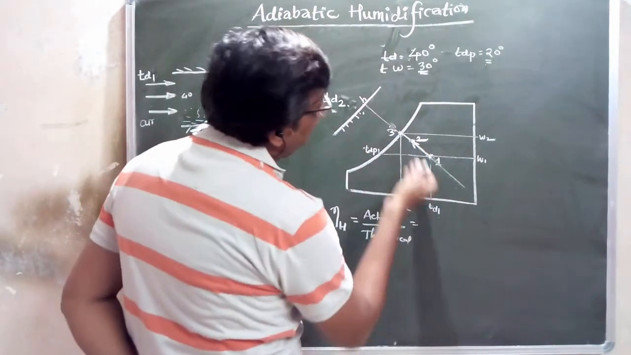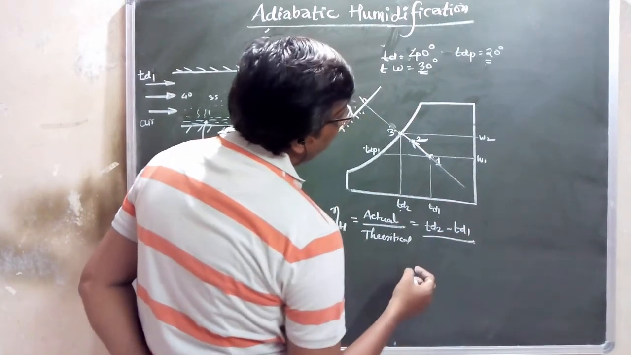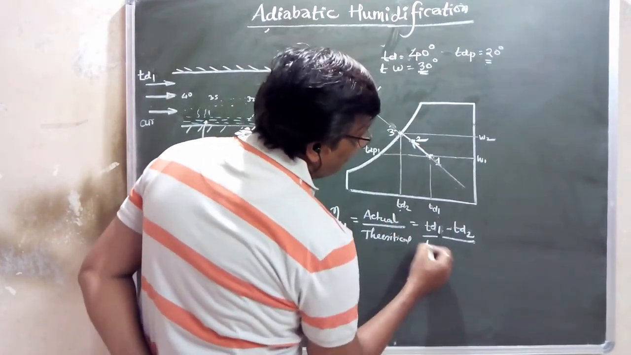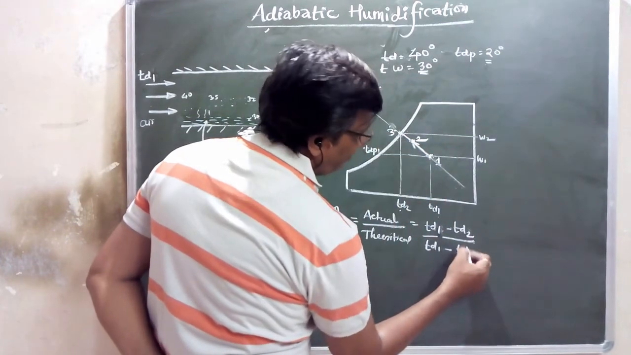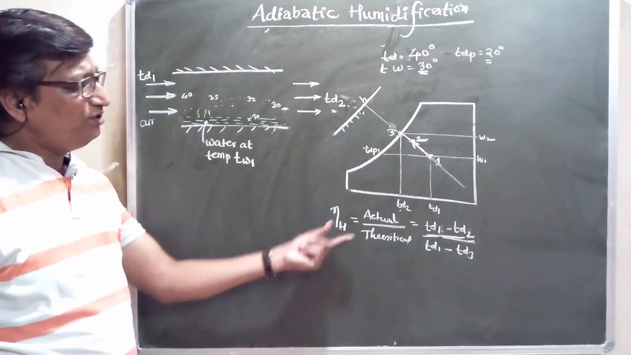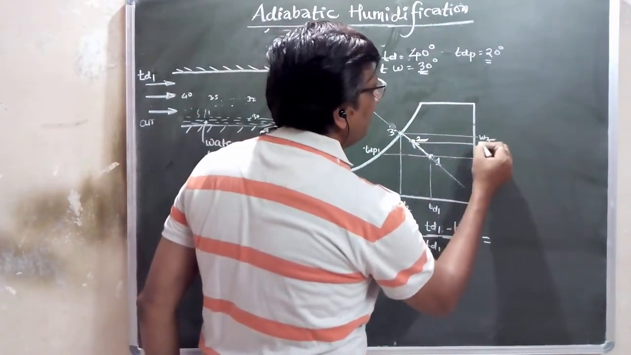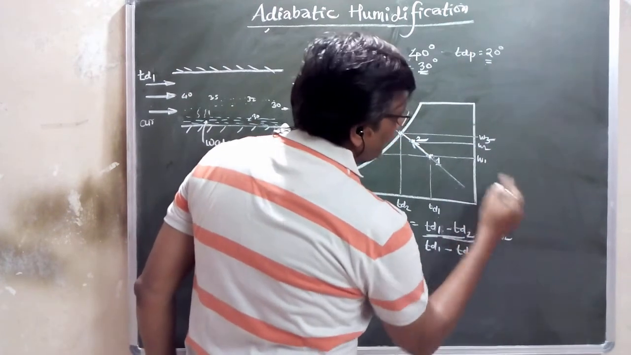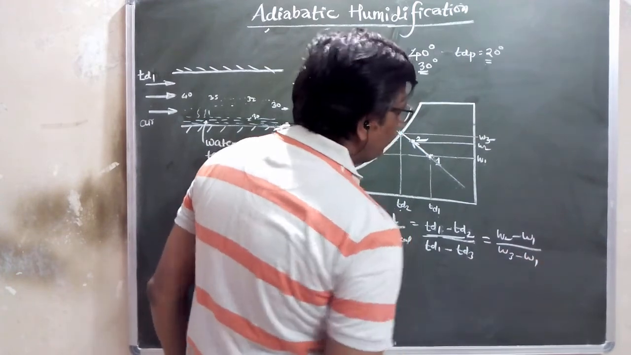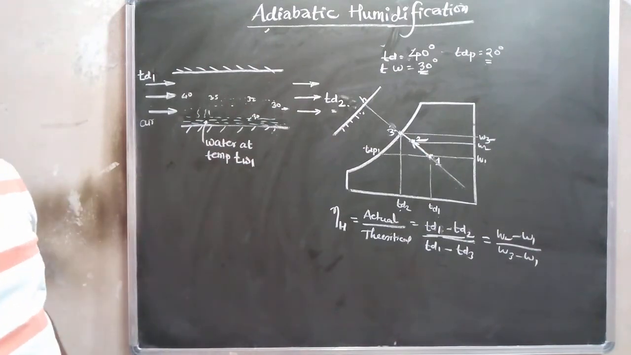So what you can do is take TD1 minus TD2, because TD1 is greater, upon TD1 minus TD3, which is the theoretical one. This is the efficiency of humidification. You can also express it in terms of humidity ratio: W2 minus W1 upon W3 minus W1. This is the efficiency of humidification. So this is all about the adiabatic humidification.